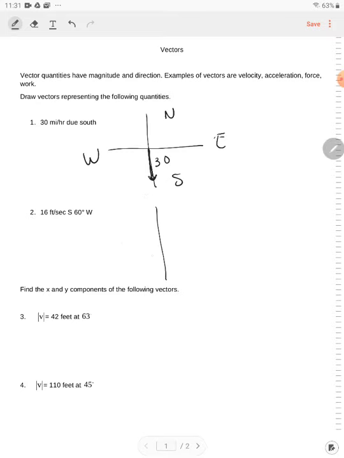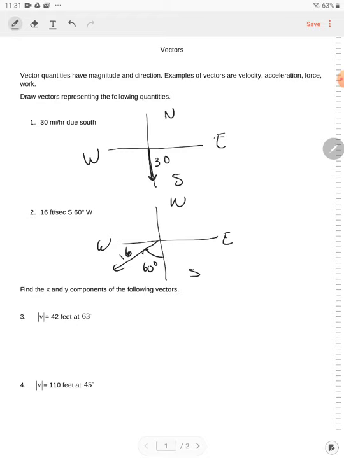16 feet per second, south 60 west. So we're going to do south and then go west, which is going to be to our left. So we're going to go down and then left approximately 60 degrees. And 16 is our length, or our magnitude.